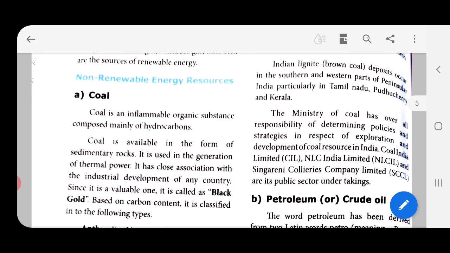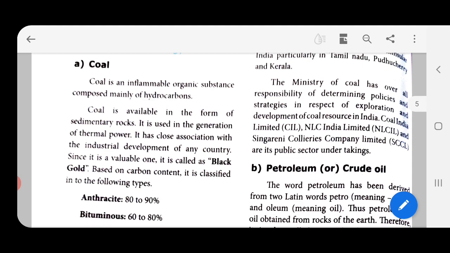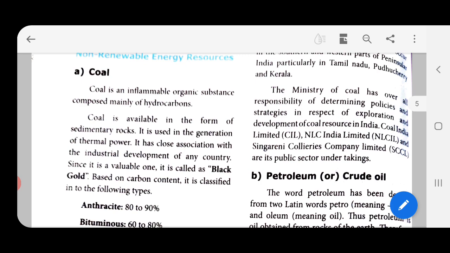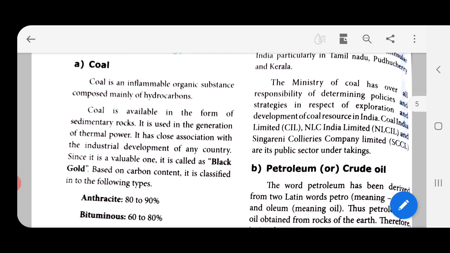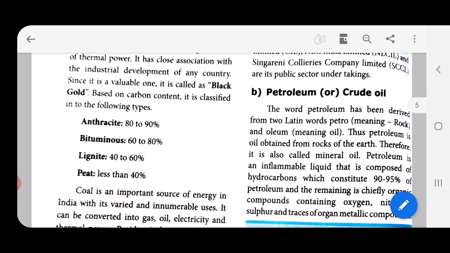The Ministry of Coal has overall responsibility of determining policies and strategies in respect of exploration and development of coal resources in India. So, the Ministry of Coal is taking steps to find out new places where you can get coal, and they are also trying to develop those coal resources. Coal India Limited, that is CIL, NLC India Limited and Singareni Collieries Company Limited are its public sector undertakings. So these are the companies which are involved in the production of coal.